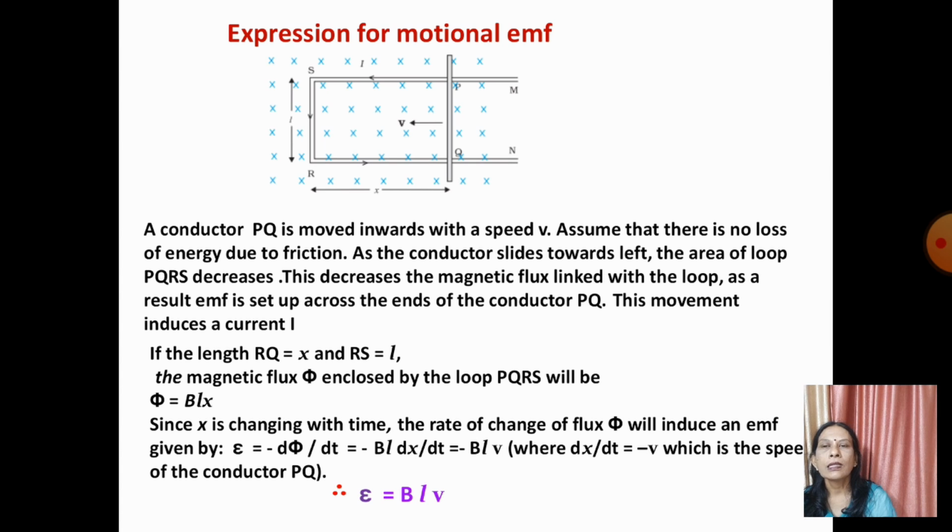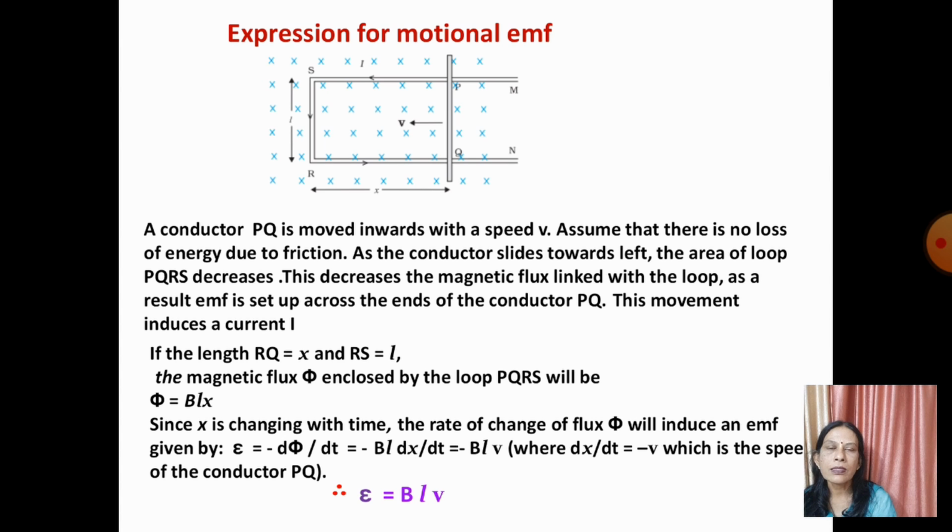So there is a decrease in the magnetic flux linked with the loop. If the area is decreasing, the magnetic flux linked with the loop will also decrease. As a result, EMF will be set up across the ends of the conductor PQ. So the PQ conductor is there, and here the EMF will be induced, and this is due to the movement of the conductor. So this movement induces an EMF, and if there is an induced EMF, it will give rise to an induced current.